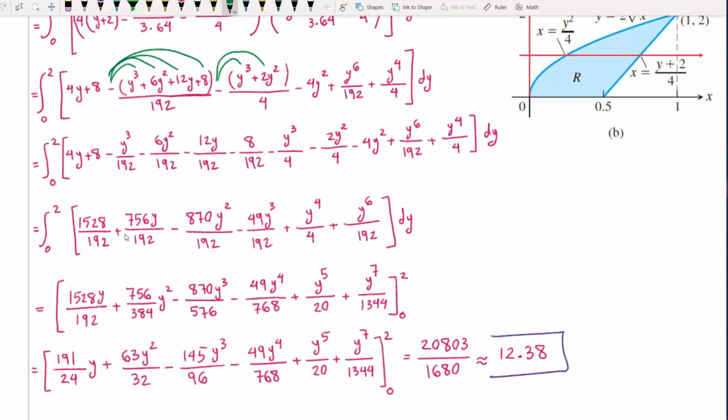First, I simplify these fractions. For example, the first one, 1528 divided by 192, I simplify, so that is 191 over 24. So instead of y, I use 2. And then I add and subtract. So here on top we have 20,803 divided by 1,680. I rounded to two decimal places, so our answer is 12.38.